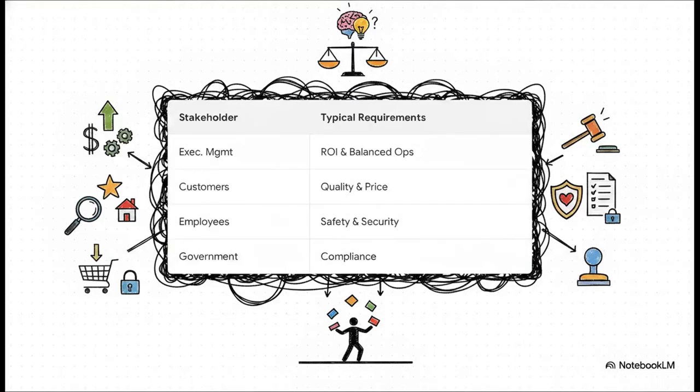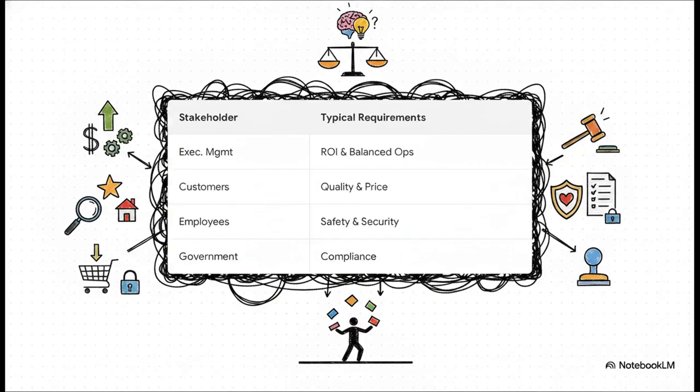And this perfectly highlights the complexity of what workers face every day. Look at these wildly conflicting requirements. Executive management is pushing for high ROI and low costs, while customers want top-tier quality and low prices. Employees just want a safe workplace and financial security, while the government is breathing down everyone's neck, demanding strict compliance. Master performers are the ones who figure out how to constantly balance these conflicting needs.